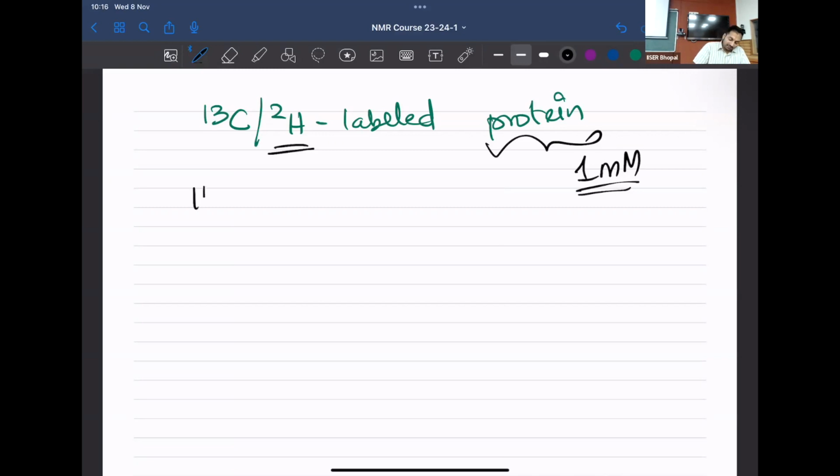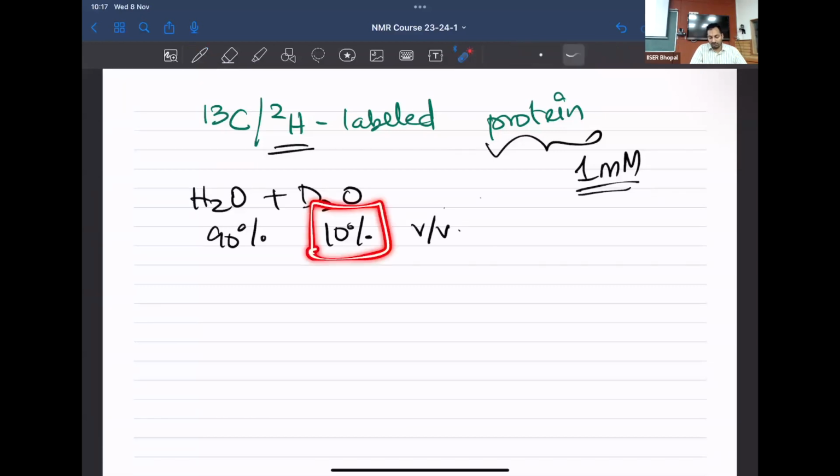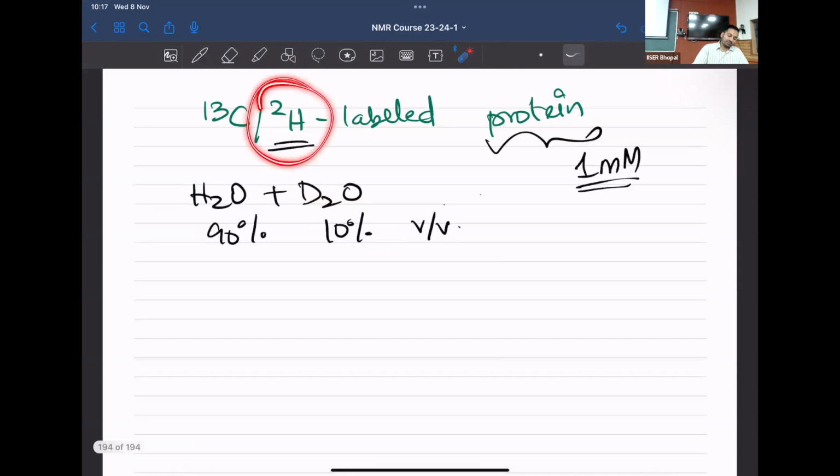Generally, we tend to have an H2O D2O mixture where the H2O is set at 90% and the D2O is set at 10% volume by volume. This way, you end up using the deuterium from your solvent as lock. You will not end up using the deuterium from the protein for lock because this would have a much lower sensitivity. Okay. So will the deuterium in the protein affect the locking? It should not affect it as much.